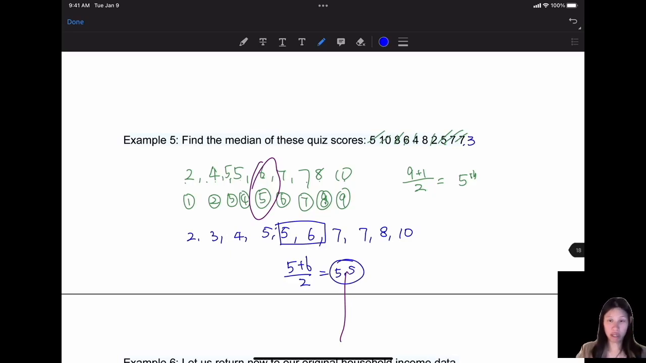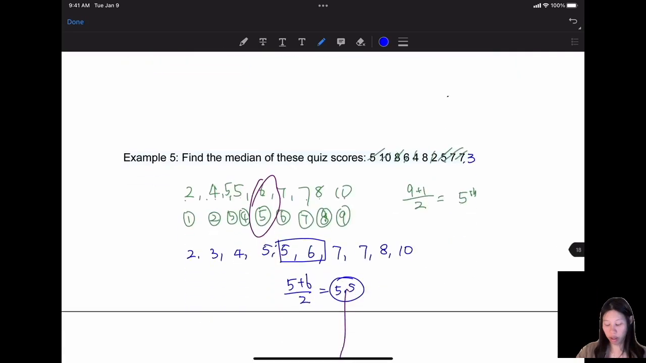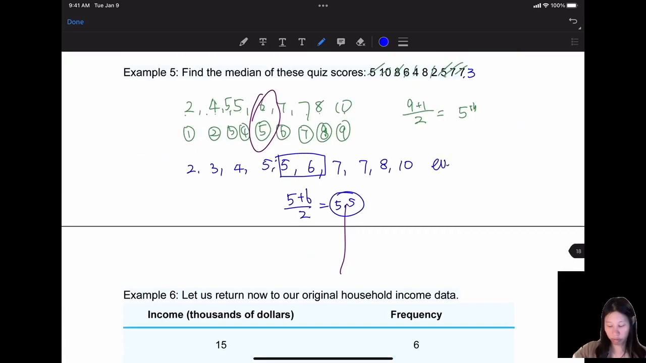So the median of this one, if it's an even number, there's no middle value if it's an even. So we need to find the mean of the 2 middle values, which is the 5th and the 6th data, the sum of them, and then divided by 2. So this is our median for the even data set, and this is our median for the odd data set.